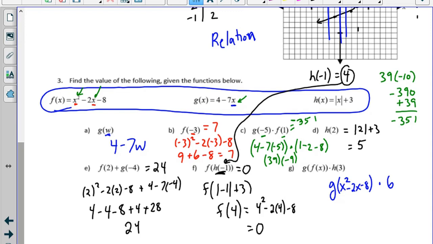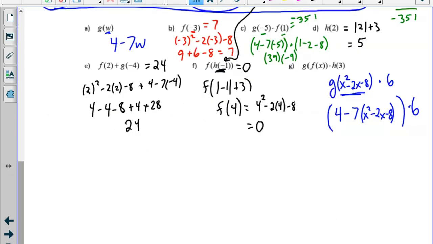Okay, so g of x squared minus 2x minus 8 means that wherever there's an x in g, I'm going to replace it with x squared minus 2x minus 8. So g is 4 minus 7x. So I'm going to replace the x with x squared minus 2x minus 8. And then all of this is multiplied by 6. So I have 4 minus 7x squared plus 14x plus 56. All of that is going to be multiplied by 6.